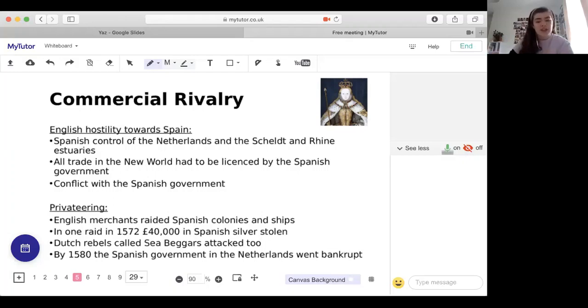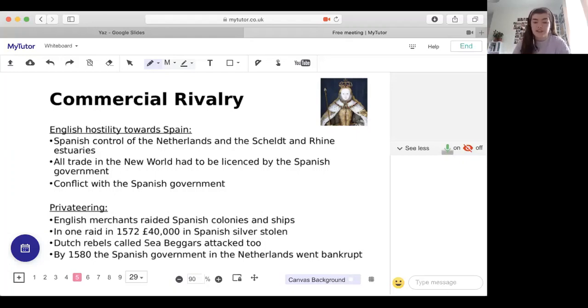So English merchants raided the Spanish colonies and the ships coming back from the New World. In one raid alone in 1572, Francis Drake, remember that name, captured £40,000 in Spanish silver, so that's quite a lot. And Elizabeth also encouraged Dutch rebels known as sea beggars to attack Spanish ships. So you've got Francis Drake, and you've also got the Dutch rebels, the sea beggars, attacking Spanish ships.